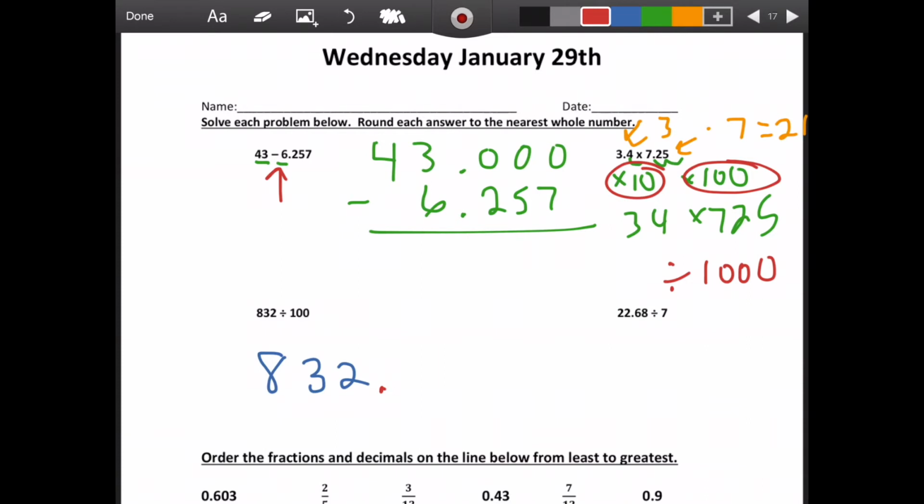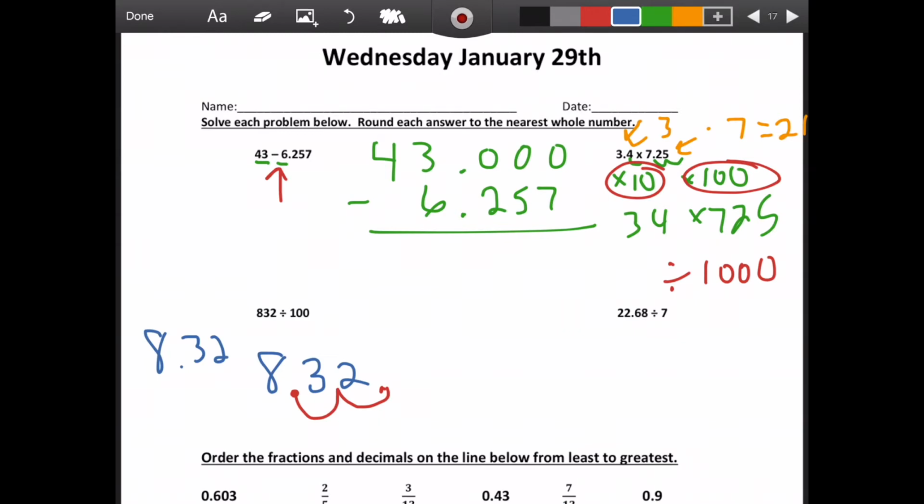When we're dividing, we're moving the decimal to the left, and because we're dividing by 100, we're moving it 2 times to the left, which is the same as dividing by 10 twice, which is going to get us a final answer there of 8 32/100. Remember, really quick when we're multiplying and dividing by tens, hundreds, and thousands.